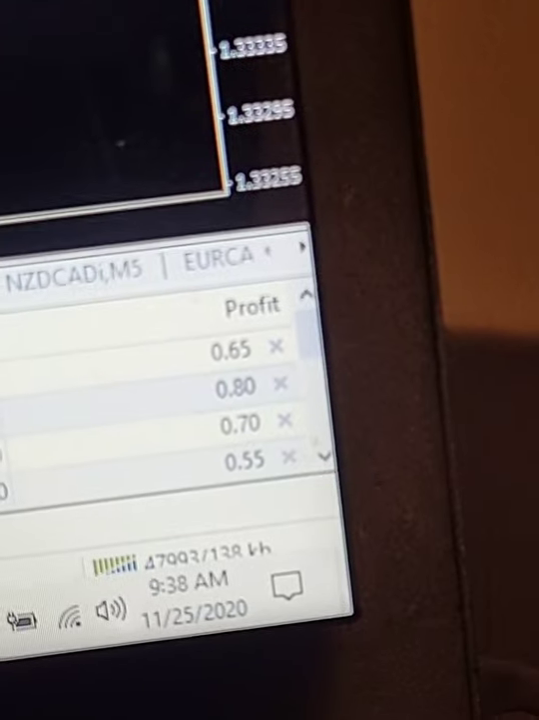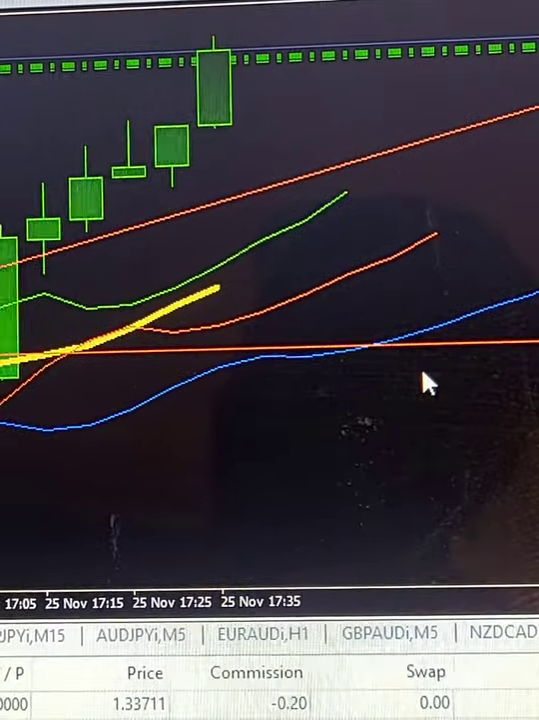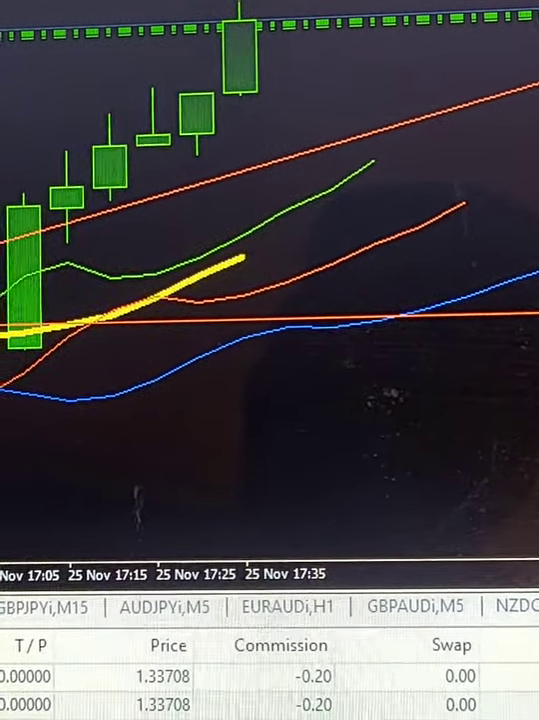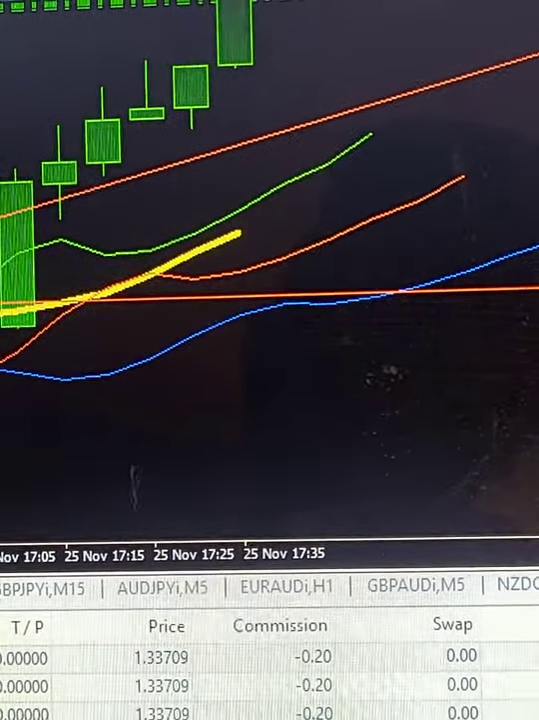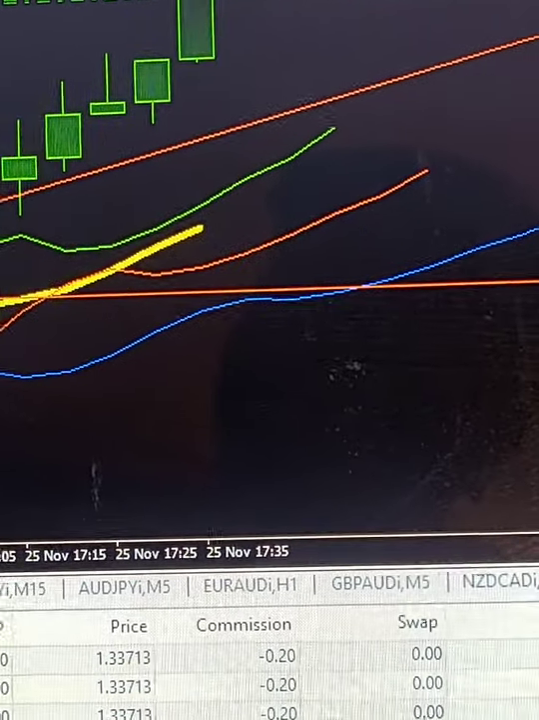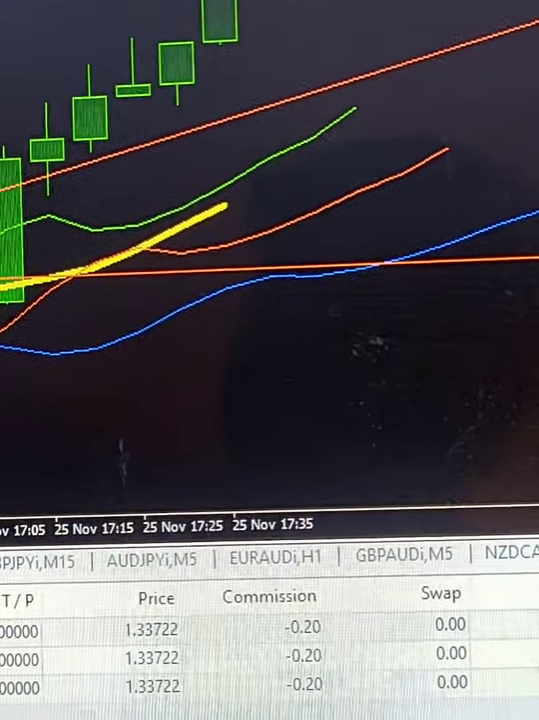Look at that. You ain't got to take the money immediately. You can sit there and let it do its thing. You can put a stop loss in and just chill. So we're going to watch it.